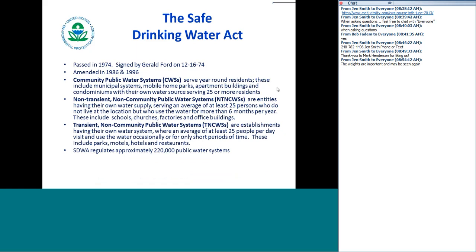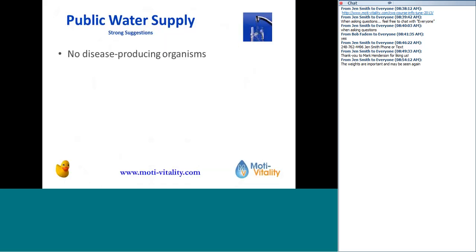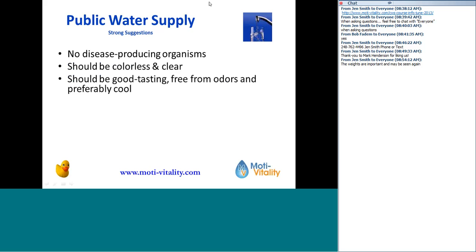The Safe Drinking Water Act regulates approximately 220,000 public water systems across the country. They have strong suggestions of the way the water should be. They should have no disease-producing organisms. The water should be colorless or clear.